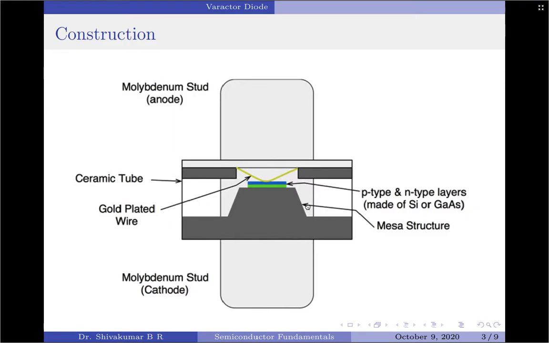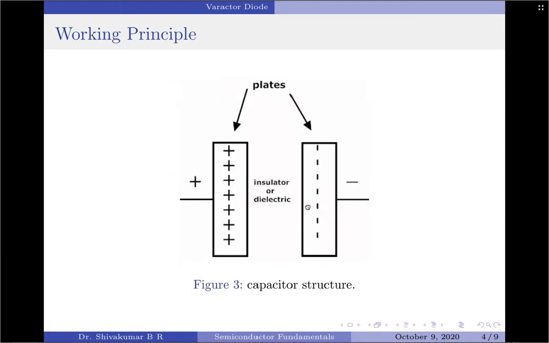The P-type and N-type layers of the Varactor diode are made up of silicon or gallium arsenide depending on the type of application for which it is being used. For low frequency applications, silicon is preferred, and for high frequency applications, gallium arsenide is preferred. Now let us continue to understand the working principle of the Varactor diode.